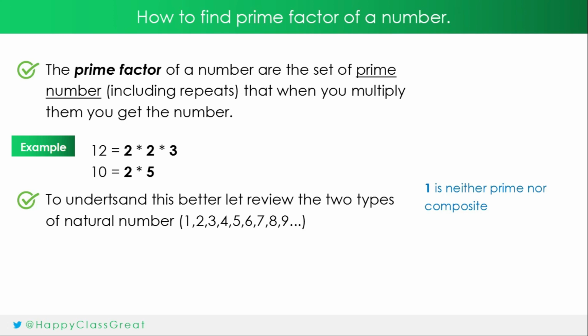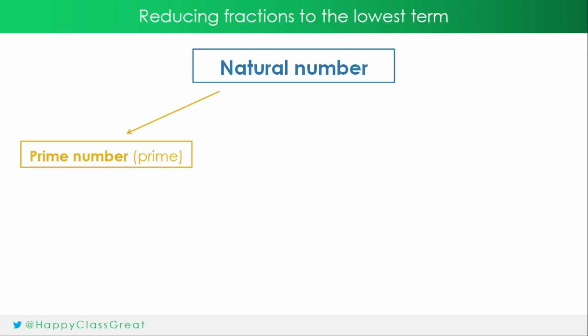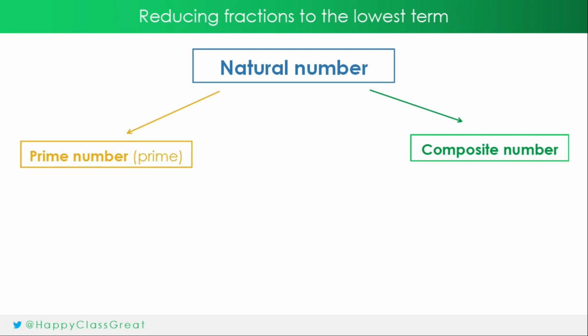In the next slide, I will show you what a prime number is and what a composite number is. In fact, after explaining it to you, when you just see a number, you'll be able to declare whether it is a prime number or a composite number. So for natural numbers, we have two types. We have the prime numbers, and a prime number is also called a prime.